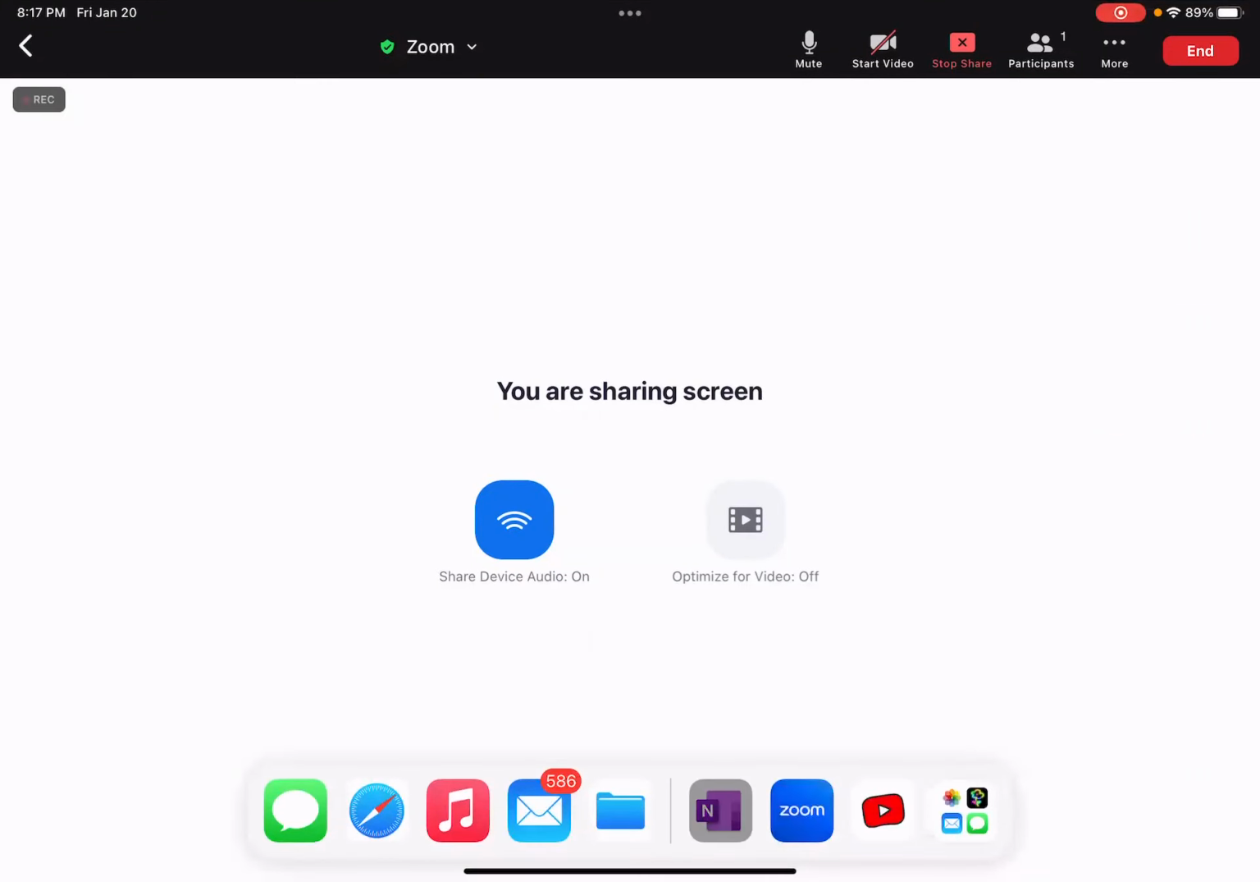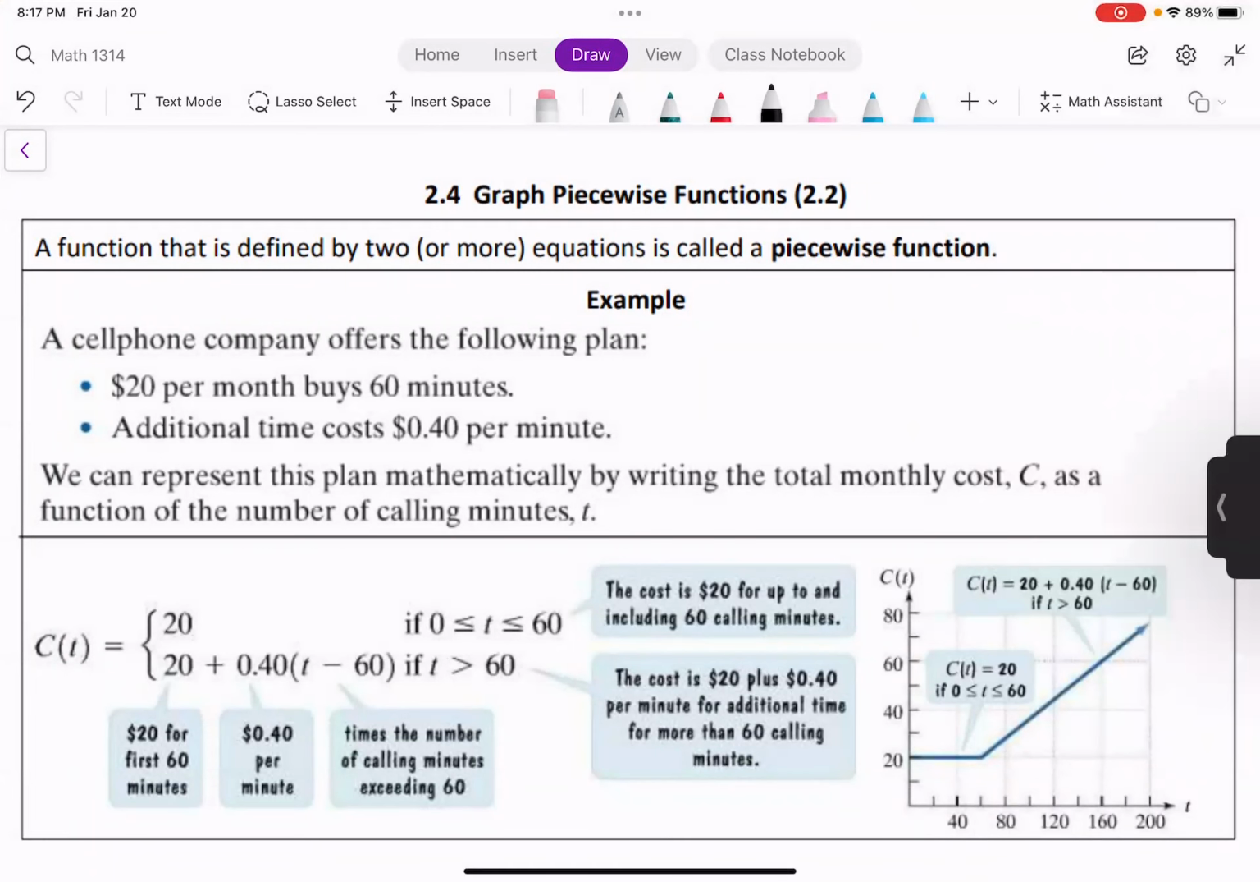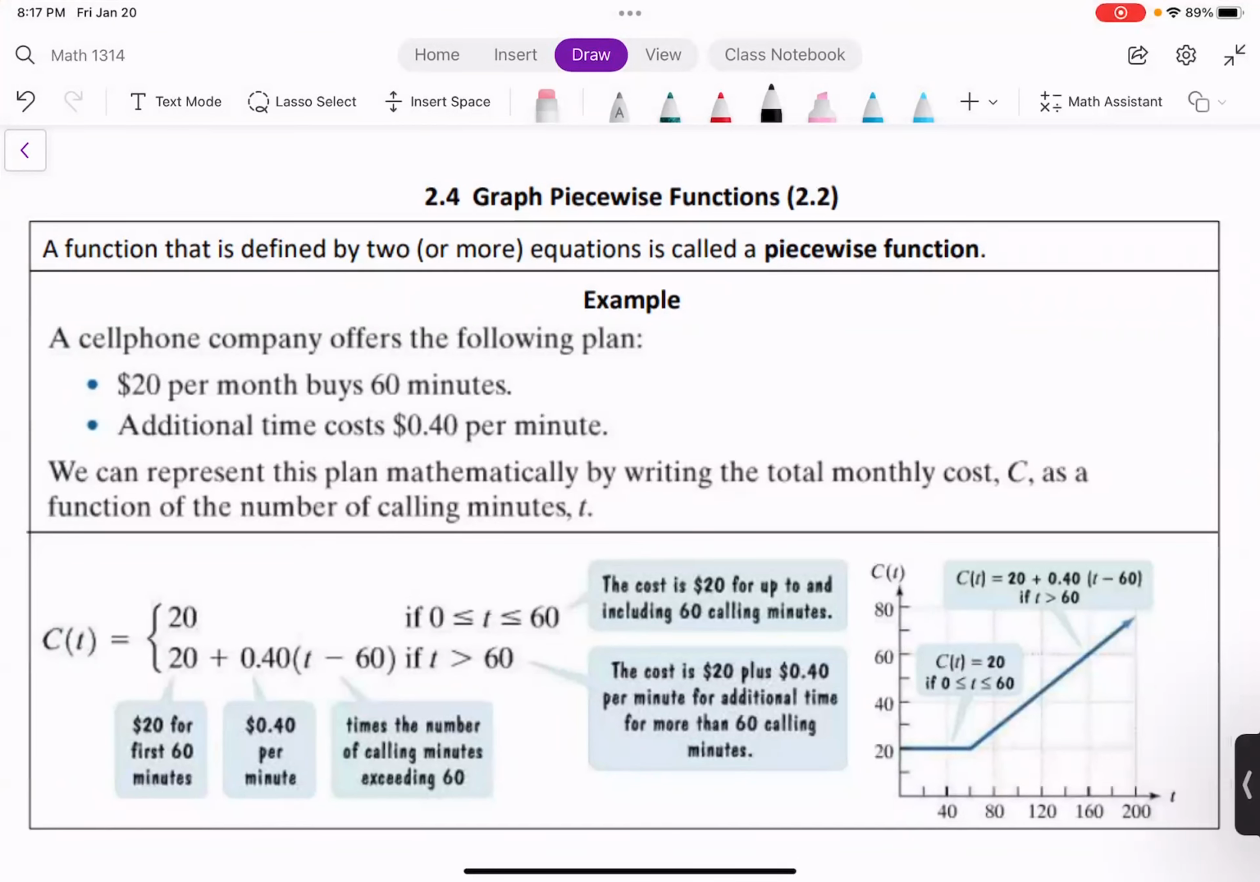In this video we are learning 2.4, graph piecewise functions. What is a piecewise function? A function that is defined by two or more equations is called a piecewise function.